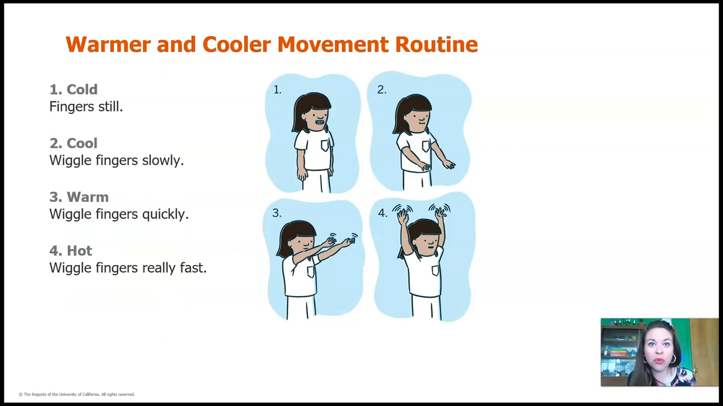Okay, are you ready to move your body? Oh yeah, I am. I'm ready to move. I'm ready for a little recess in the middle of science. Are you? All right, go ahead and get your body loosened up. We're gonna do some warmer and cooler movement routines.